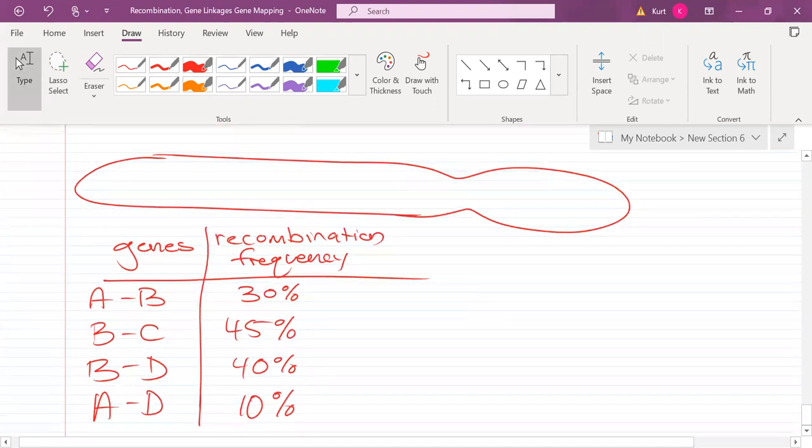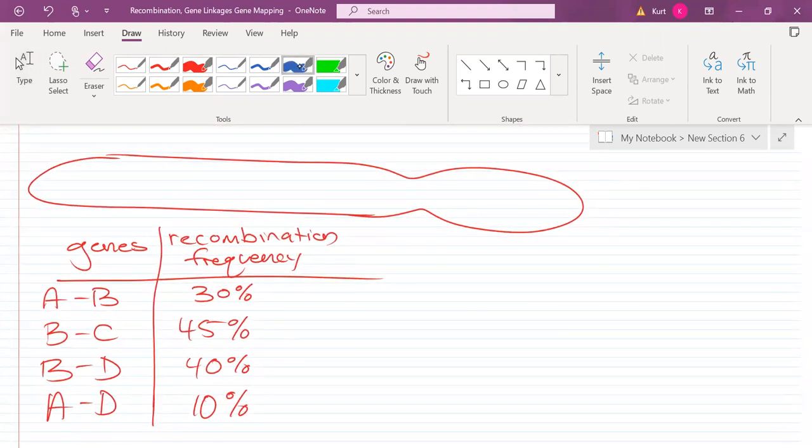Which two traits are furthest away from each other? B and C, 45. So we'll put B here, and we'll put C here. That's a 45 mapping unit difference. Which two are the second furthest apart from each other? B and D, that's right. So let's put D right about here. And then we have A. The distance between A and B is 30 and A and D is 10. So where should I put A, closer to B or closer to D? Let's put it right there.